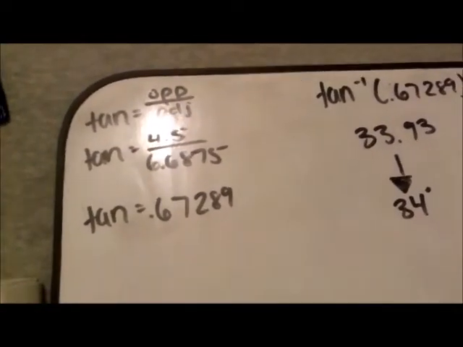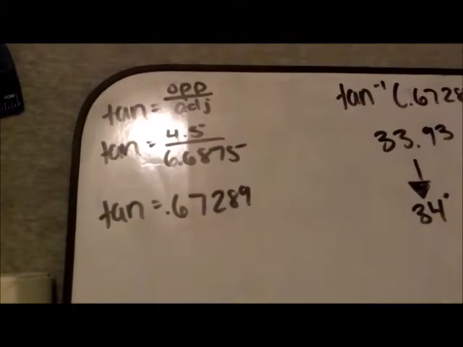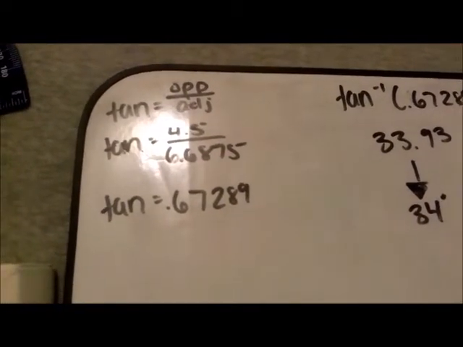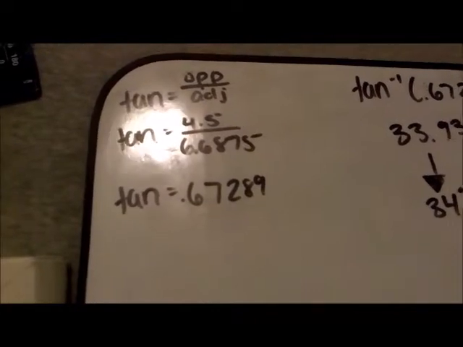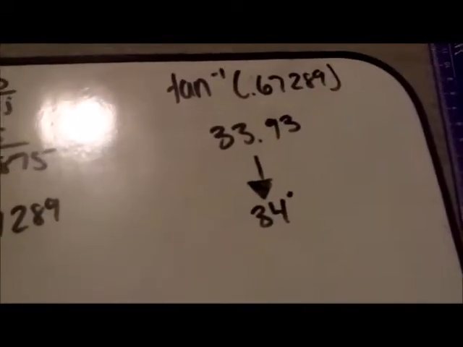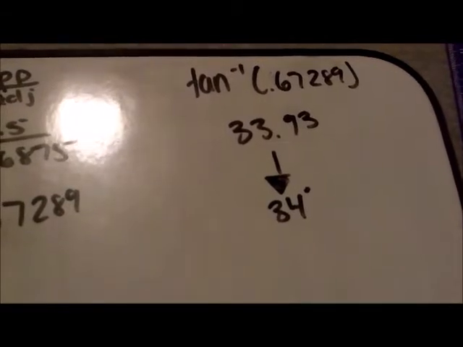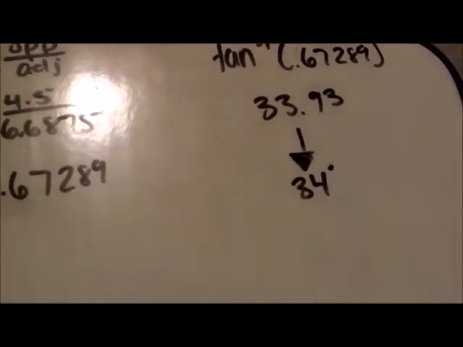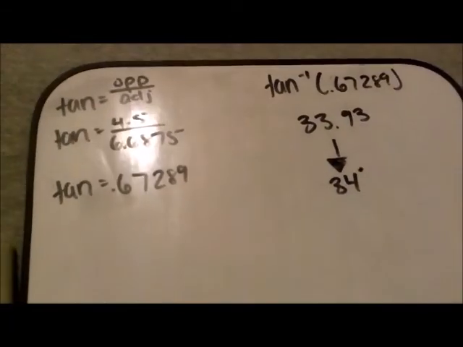So for number 19, I need to use an arc function to find the angle in my triangle. I already found my angle in my triangle, which is 34 degrees, but I calculated it. So first you have to use tan, opposite over adjacent, which is 4.5 over 6.6875, and when you divide that you get 0.67289. Then when you put that in the calculator to do arctan, you get 33.93, which is close enough, and I got 34 degrees, so that is my angle.